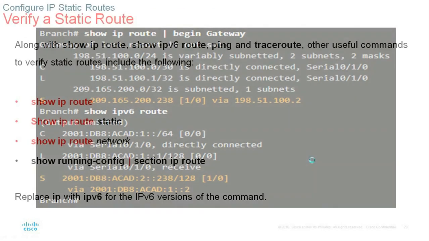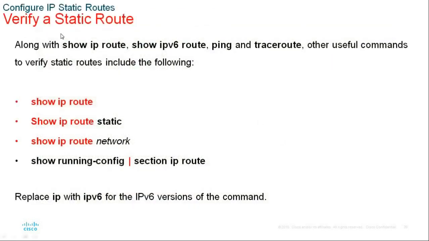So there are some verification commands. How to verify the static routes? Show ip route is one command. Show ip route static: if you do this one, you can see only the static routes. Show ip route network is one more command. If you want to see a particular output, show running-config | section ip route.